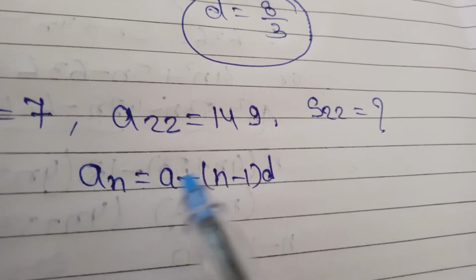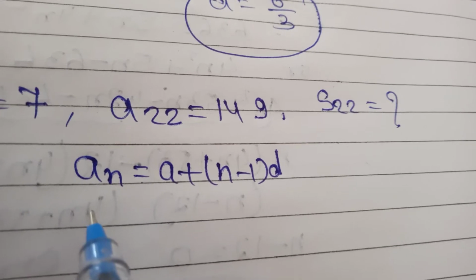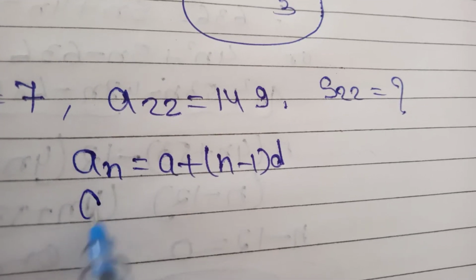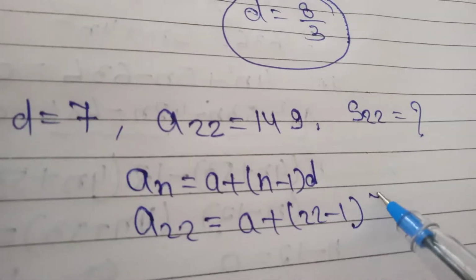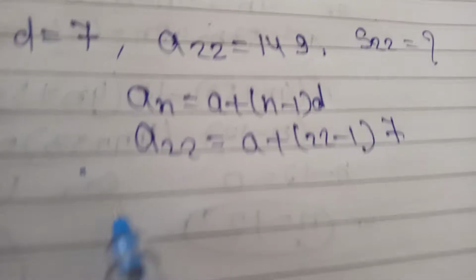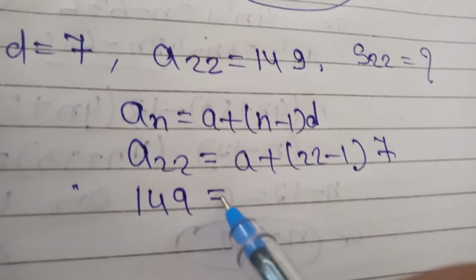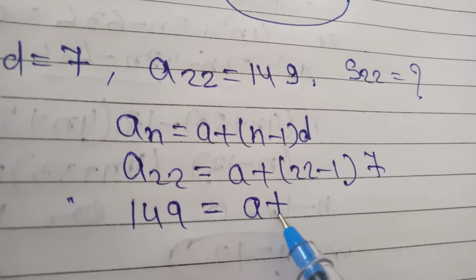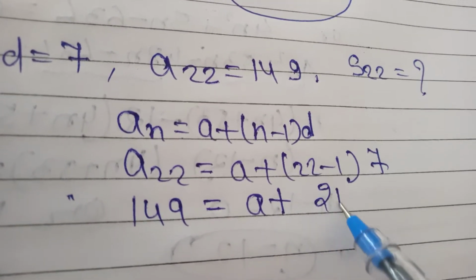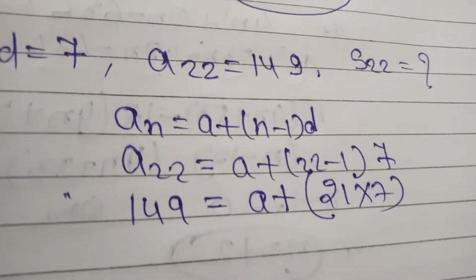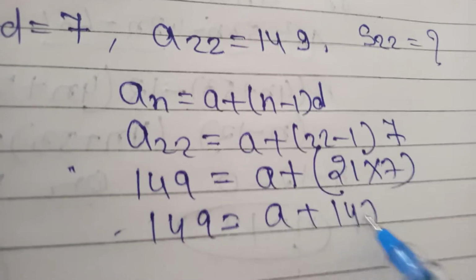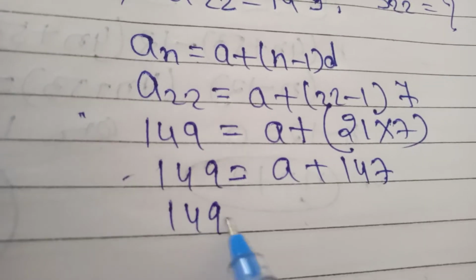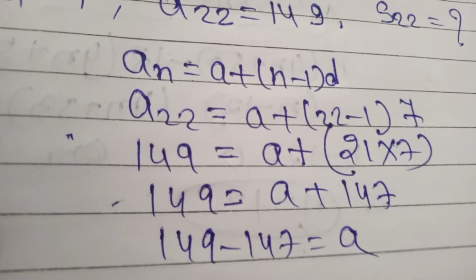Now what is the value of an here? It is a22. So a22 is equal to a plus (22 minus 1) into d, which is given as 7. A22 is given as 149, is equal to a plus 21 into 7. So 149 is equal to a plus 147. Subtract this side. 149 minus 147 is equal to a. Therefore, a is equal to 2.